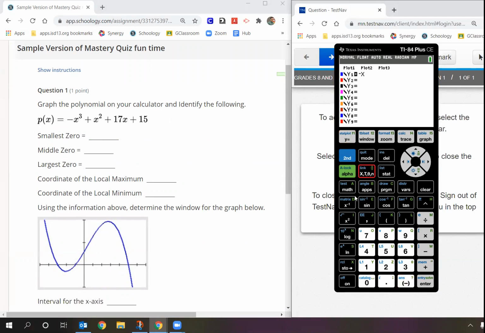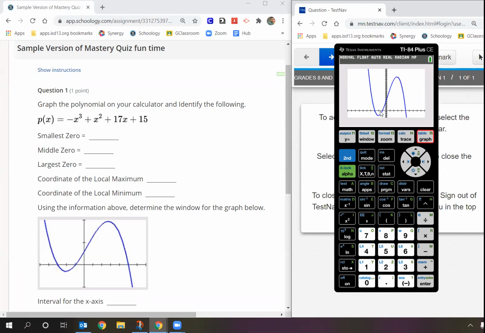So I've got negative x cubed plus x squared plus 17x plus 15 and graph. Oh, that's bad. I can't see the top, so I'm going to adjust my window a little bit. So I'm just going to adjust my Y max, make that about 30 maybe. Nope, that's not enough. Let's try 60. Oh, there's the tippy top. Great. Okay. Now I can identify what my zeros are.